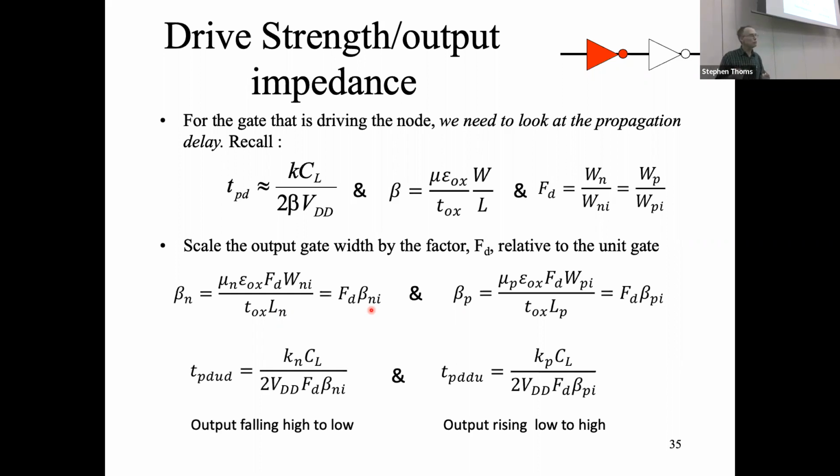Then we have two propagation delays. The reason I've split it is because you've got the propagation delay up down and the propagation delay down up. Remember that when you are pulling the signal down, it's the NMOS that does that, and when you pull up, it's the PMOS that does that. So we're just splitting the two out because they could be different. This is the output falling, high to low, and the other one's low to high. The only difference is the gains for the two different transistors.